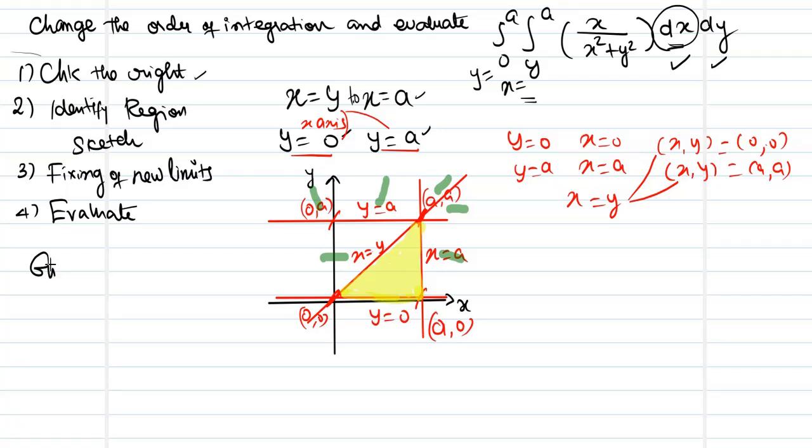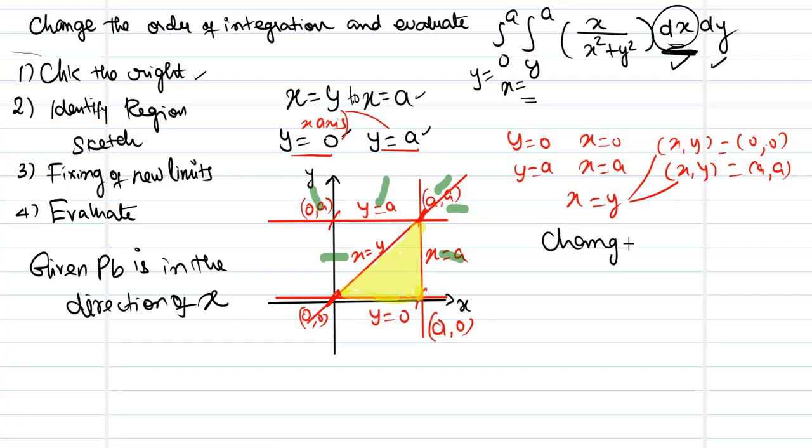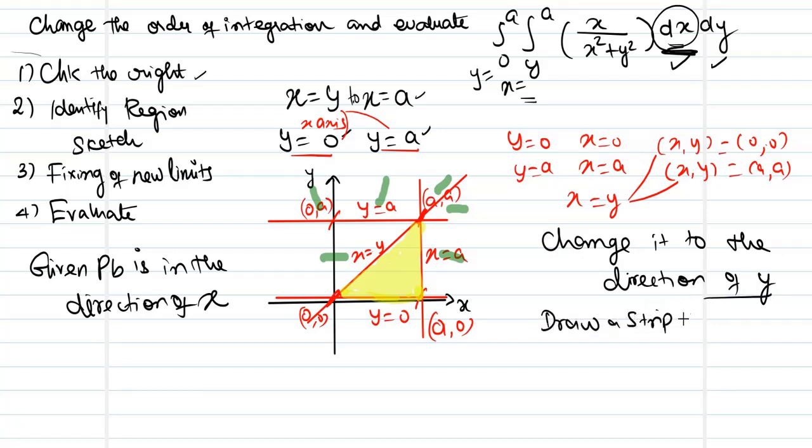Now, the given problem is in the direction of x. So when we change it to the direction of y, how do we get the direction of y? Draw a strip parallel to your y-axis. And what is the direction of y? Direction of y is from bottom to top.